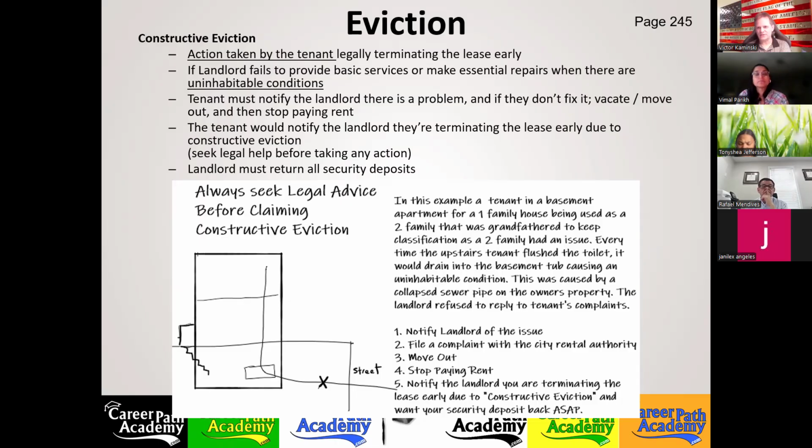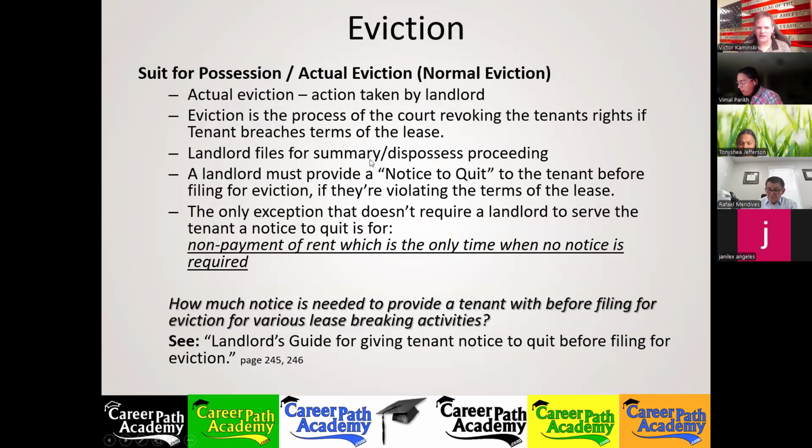Constructive eviction. That's what it's called. Constructive eviction. You need to know this type of eviction. You will get an exam question on it. And constructive eviction is different from actual eviction.